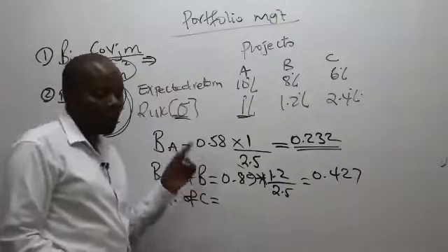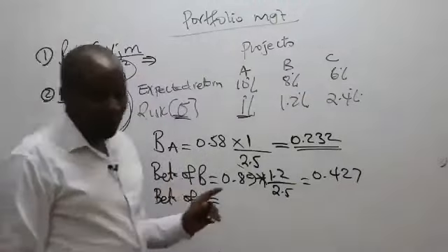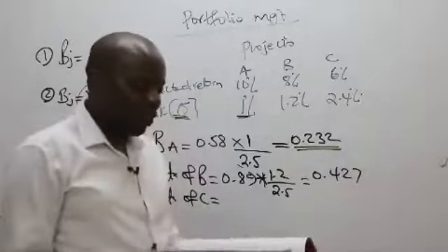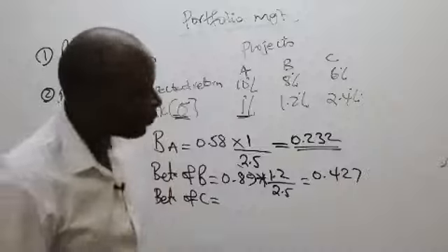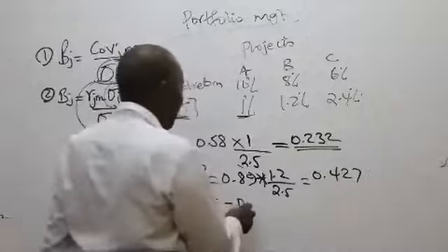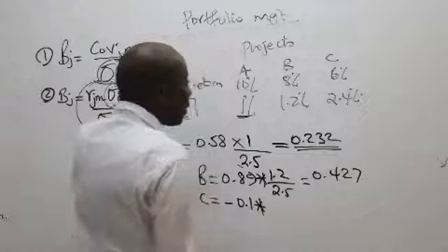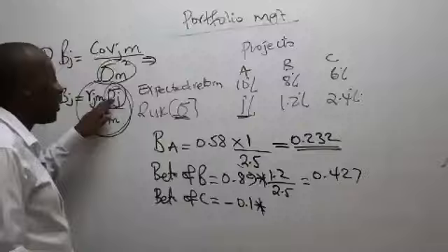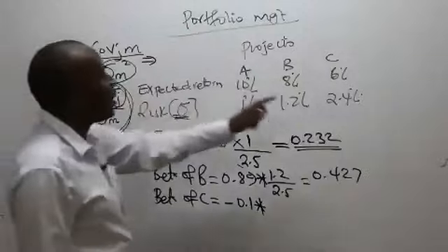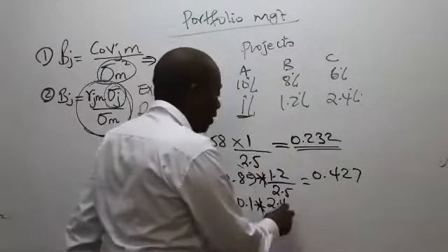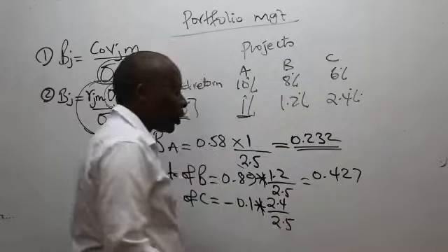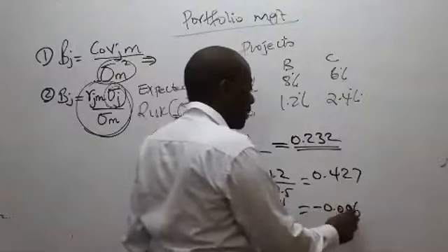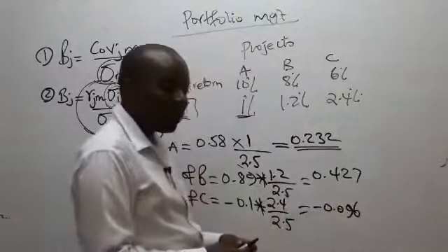Are you able to see the correlation coefficient? Thank you very much. The correlation coefficient of C is negative 0.1. So once I have this, times the standard deviation of C, which is given here as 2.4, divided by the market standard deviation, which is 2.5, I'm given an answer there of negative 0.096.